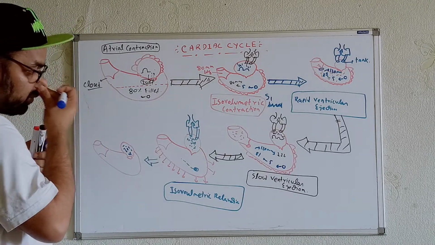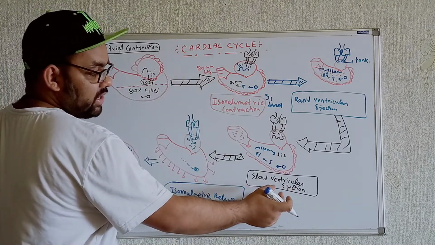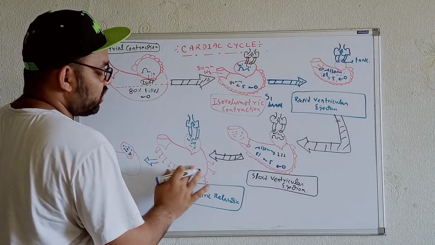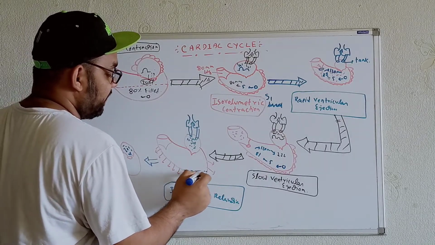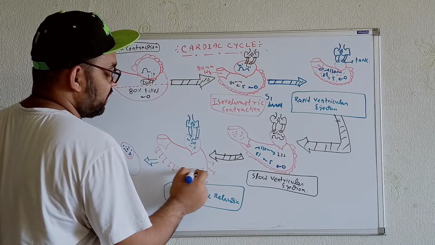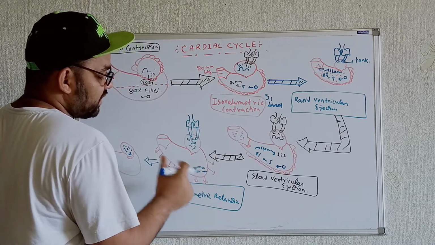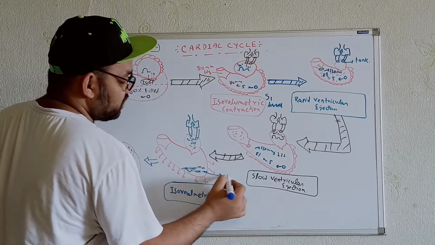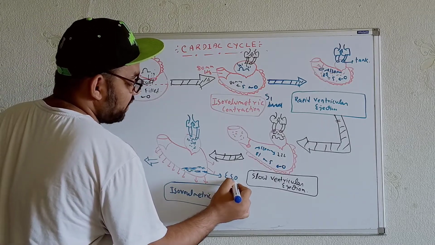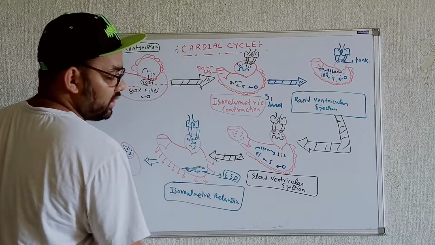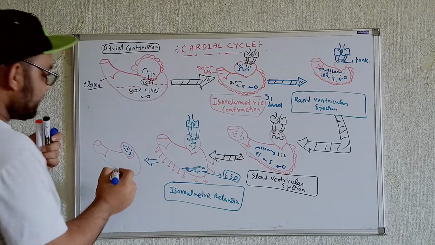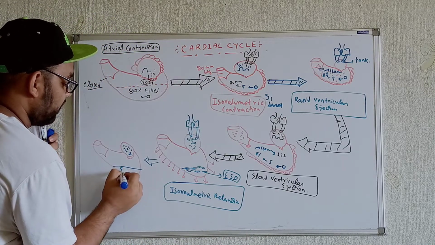Before that, let me tell you something. After the slow ventricular ejections, we will see some amount of the blood will still be left within the ventricle. This amount of the blood that is not ejected by the ventricle, the rest amount, is known as the systolic volume. Okay. Now see here we got already the systolic volume.